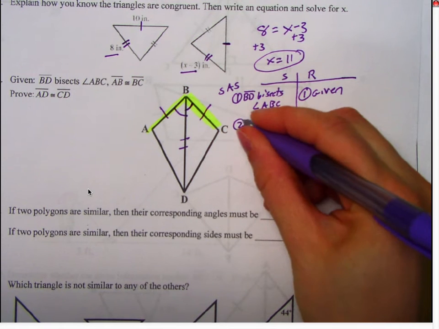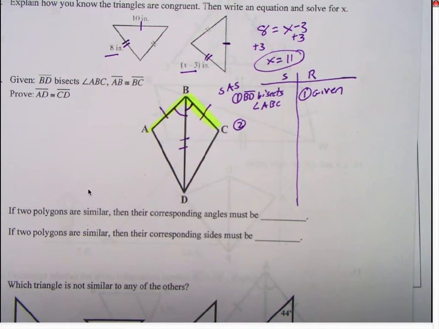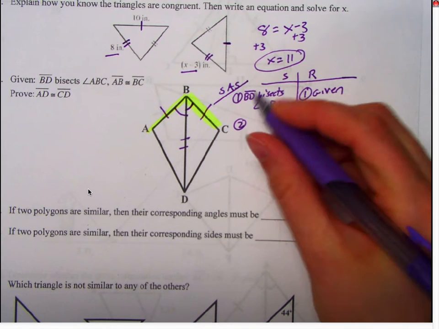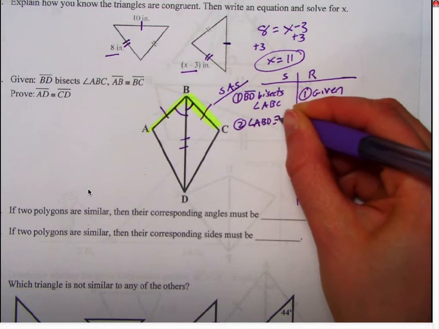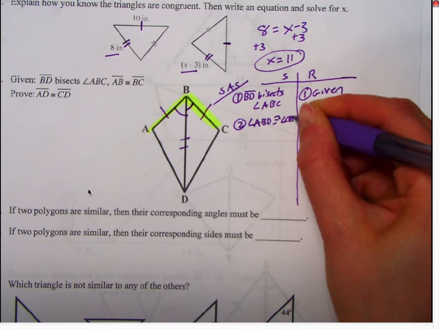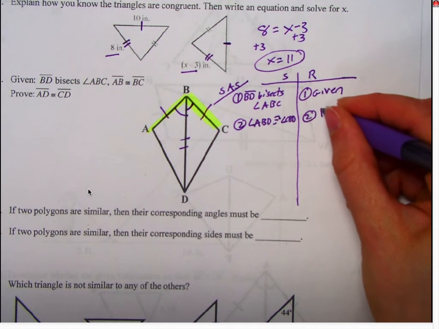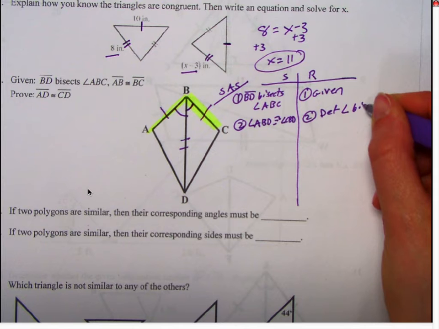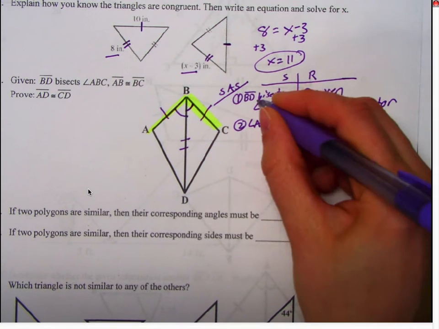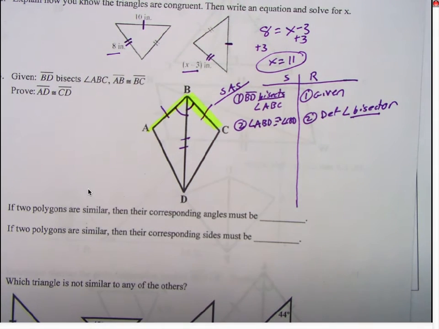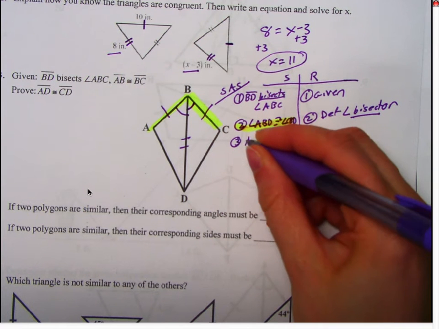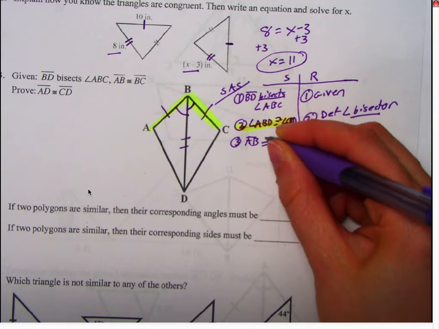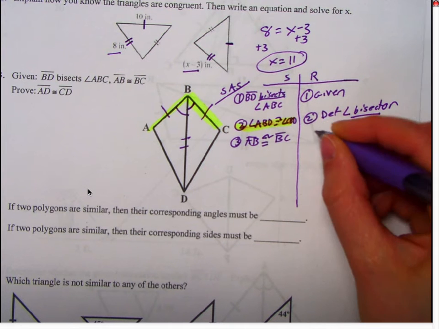Step 2. I don't have anything that is congruent to itself, so I can't move on yet. So I'm going to say angle ABD is congruent to angle CBD by definition of angle bisector. Okay? Remember I used it right here, so I'm using it again. Now see how I have two things that are congruent to each other? That's how I know I can move to the next given. Okay? So step 3, AB is congruent to BC, given.